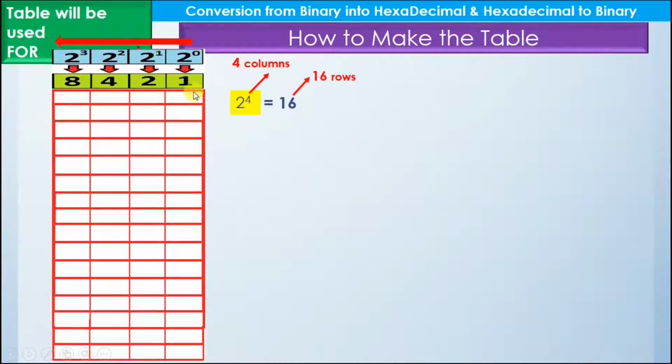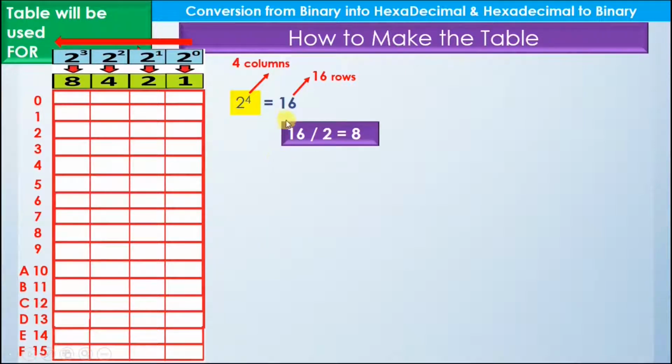So the value of this column is 1, and this column is 2, and the value of this column is 4, and the value of this column is 8. And the hexadecimal numbers from 0 till 15 are written here. By using the table, we will fill out the binary values that are equal to those hexadecimal numbers written here. Once done, it will help us in performing the conversions. So now we see how to fill the table with zeros and ones.